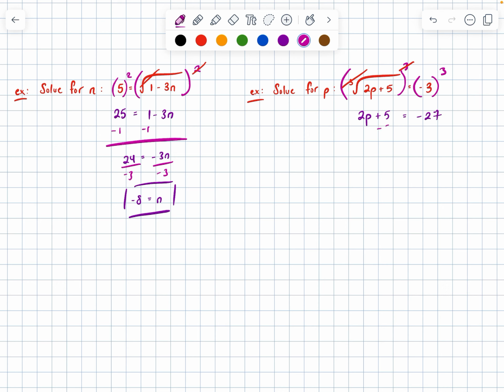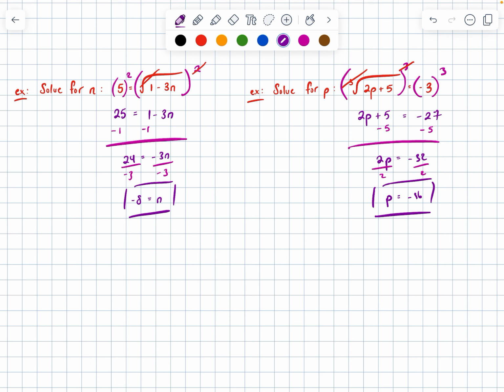To get p by itself, inverse order of operations, let me now do some minus 5 to both sides. 2p is equal to negative 32. We'll divide both sides by 2 to isolate p. P is equal to negative 16. Beautiful, beautiful, beautiful.